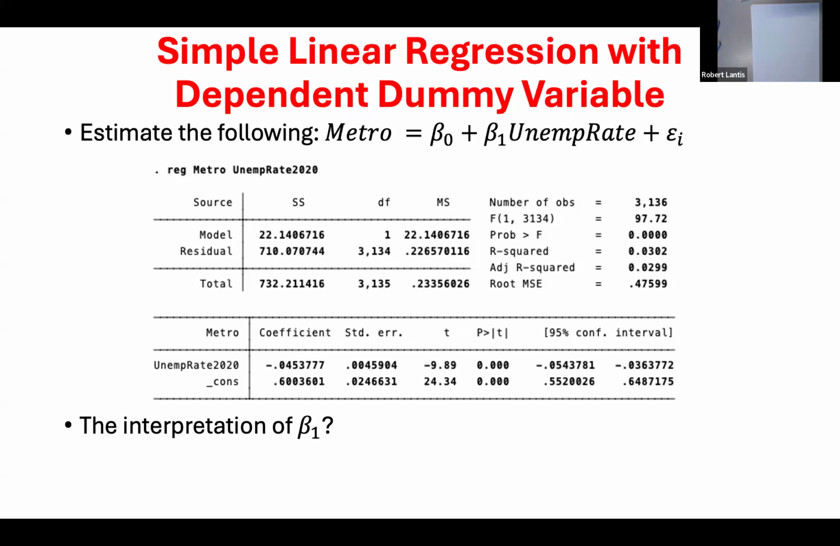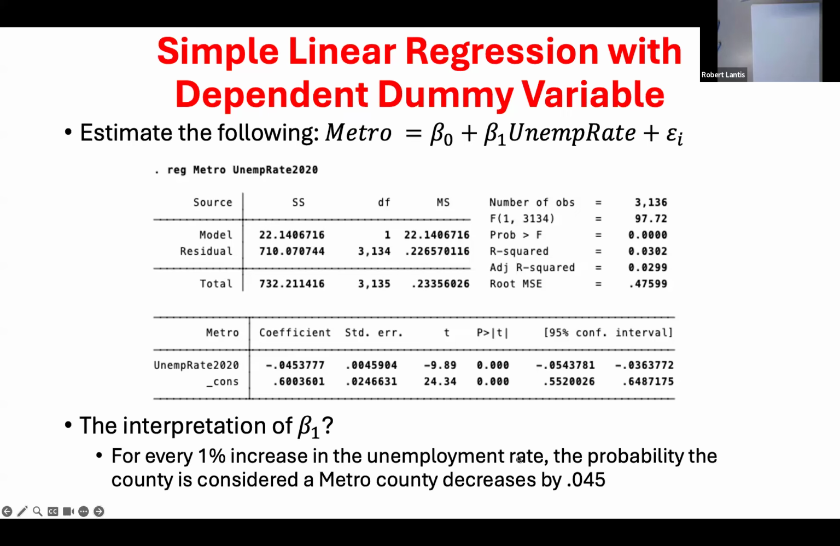Okay. So a 1% increase in my unemployment rate decreases the probability of belonging to that one group, or in this case, decreases the probability of being a metro county by whatever my slope coefficient estimate is associated with that x variable. So that's how we interpret our slope coefficient when we have a dummy dependent or y variable. Its changes in that y variable represent changes in the probability we belong to the one group. And I say the one group, the group that would be coded as a one, right?